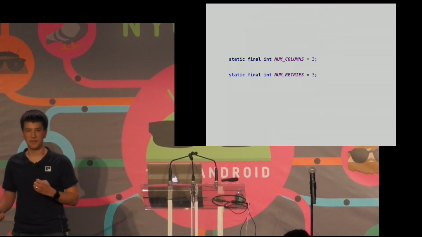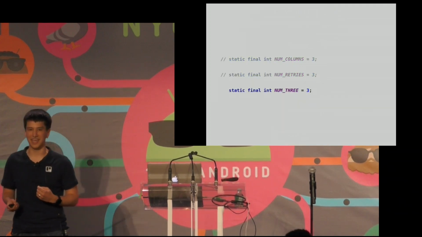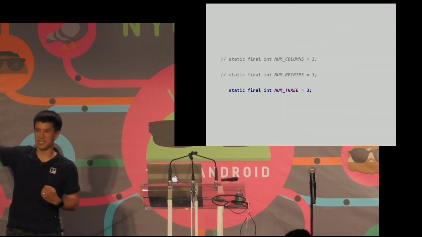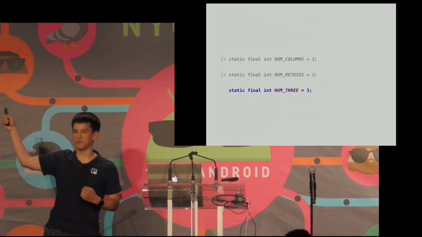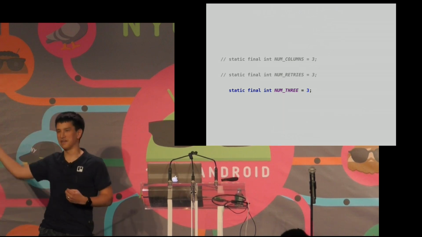They're the same number. So why don't I just create a third constant called num3 and use that instead? I have reduced the number of lines of code. And now this is dumb for two reasons. One is that 3 is already a constant. But this is a contrived example.